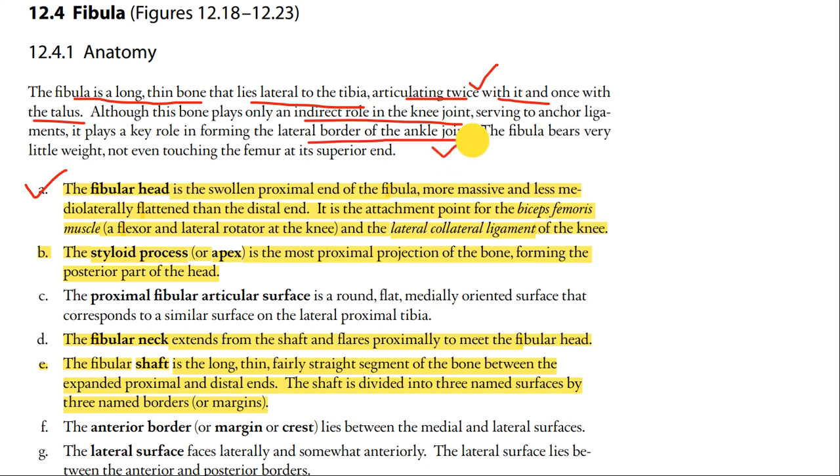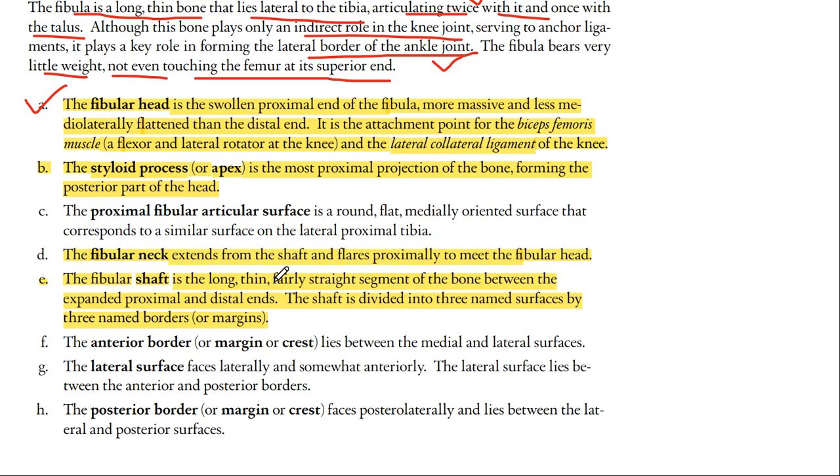So when we were yesterday talking about the ankle joint, basically it was the fibula that we can see as the protuberance over our ankle, because that's the lateral border of the fibula. The fibula bears very little weight, not even touching the femur at its superior end. Fine. Then let's take the fibular head first. It's a swollen proximal end of the fibula, more massive and less mediolaterally flattened than the distal end.